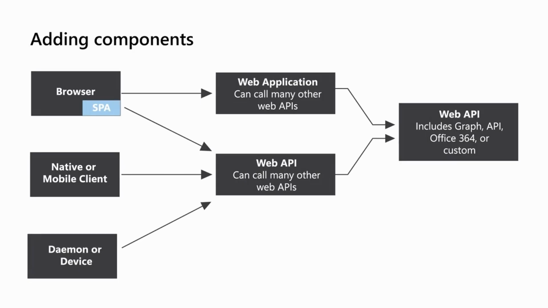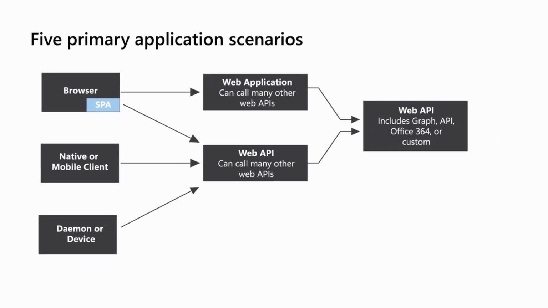This diagram illustrates the scenarios and application types and how different components can be added. When an application is given permission to access resources in a tenant, upon registration or consent, a service principal object is created. The Microsoft Graph Service Principal entity defines the schema for a service principal object's properties. These are the 5 primary application scenarios supported by Azure AD.